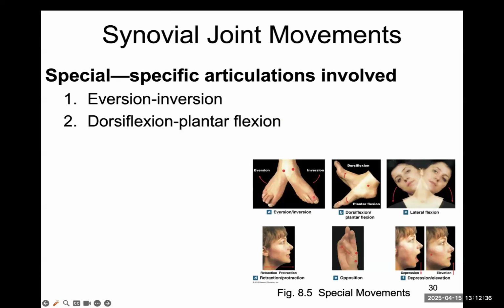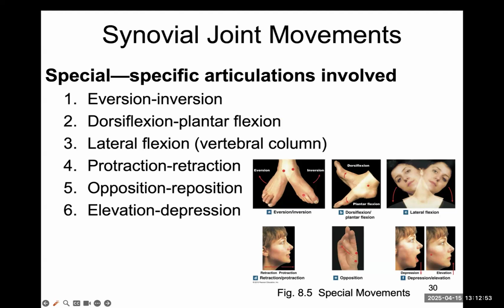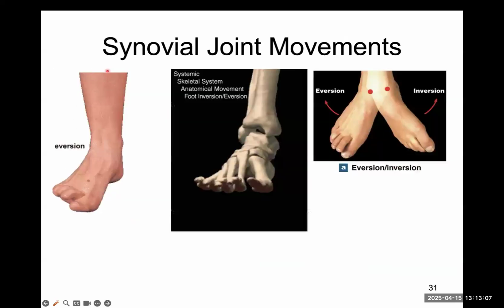And then we have dorsiflexion and plantar flexion. So if you were to go to a podiatrist office, they're going to call this, I think, pronation or something. They have different terms in the clinical settings. We have different way of walking or anatomical position. So we have all these movements: dorsiflexion, plantar flexion, lateral flexion, protraction, retraction, opposition, reposition, elevation, and depression. So these are special articulations that are for different parts of the body.